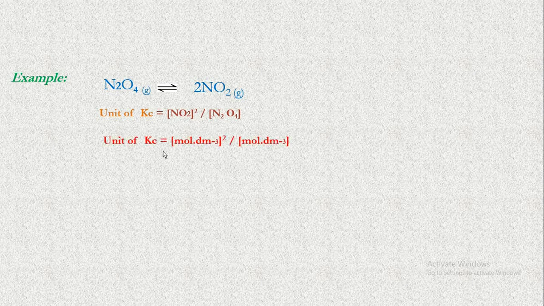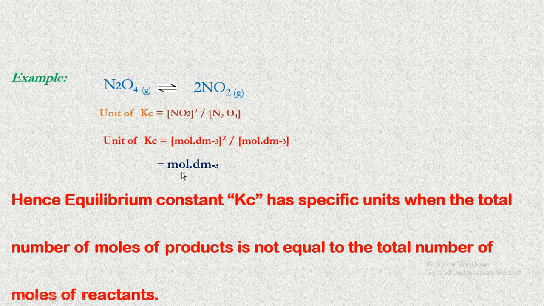So the unit of Kc for this expression is, in product we have 2 mole, so in numerator mole per decimeter cube has a power of 2, which expresses 2 moles of nitrogen dioxide, divided by 1 mole of nitrogen tetroxide. So the unit of Kc in this reaction is mole per decimeter cube, because in numerator we have 2 mole and denominator we have 1 mole. During a chemical reaction, if the total number of mole produced is greater, we will have a unit for this expression.